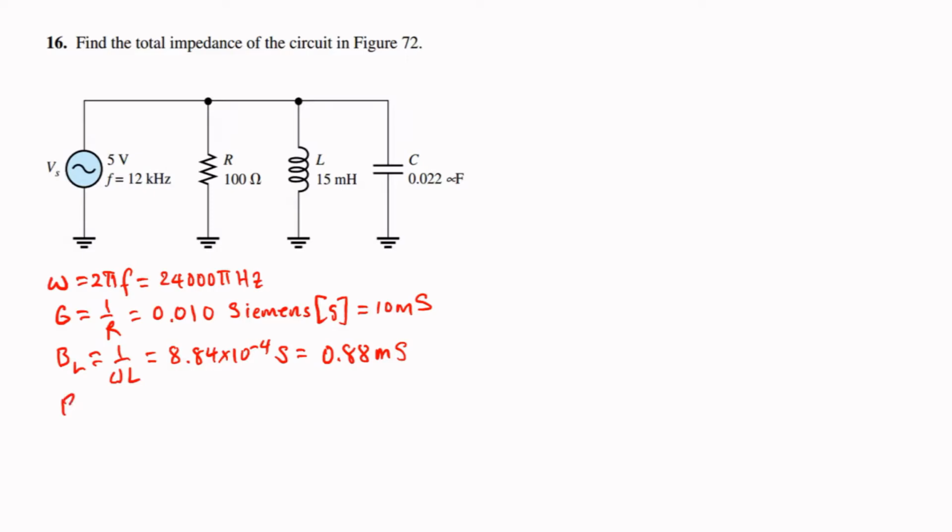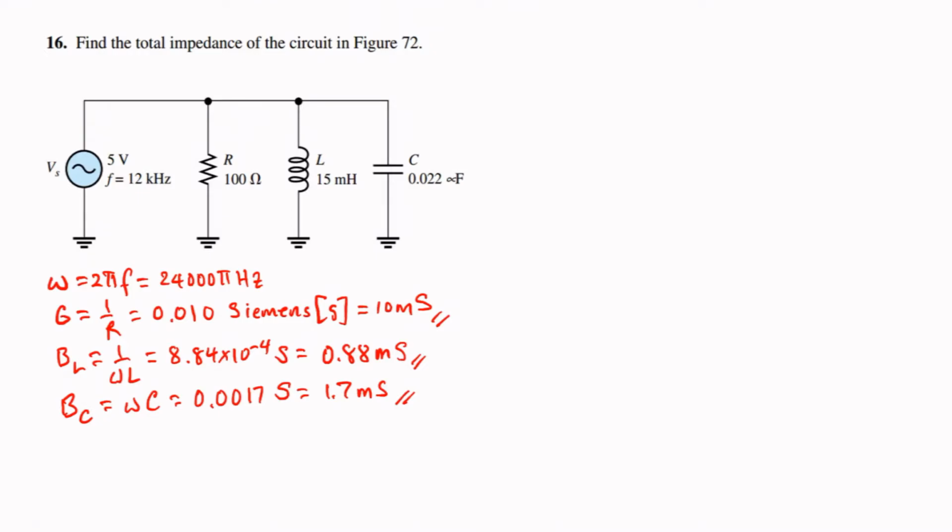And for the capacitive susceptance, which is equal to omega times C, this is easily solved as 0.017 Siemens, or 1.7 millisiemens. Now it's probably clearer why I wrote this in millisiemens, because it's easier to compare the susceptance and the conductance. We see the conductance has the largest value, while the susceptance has about 1.7 and 0.88 for the capacitive and the inductive susceptances.